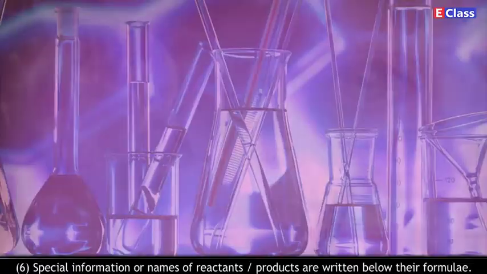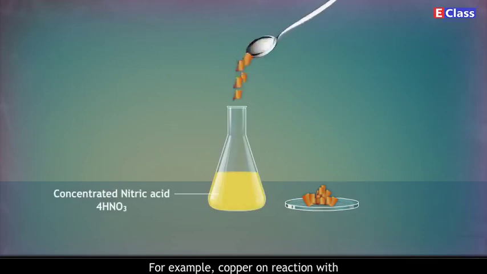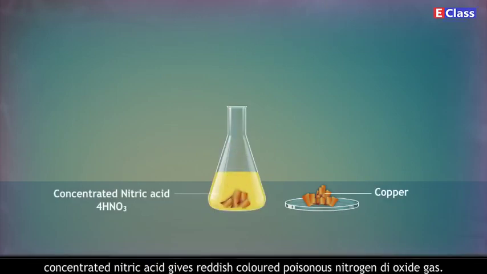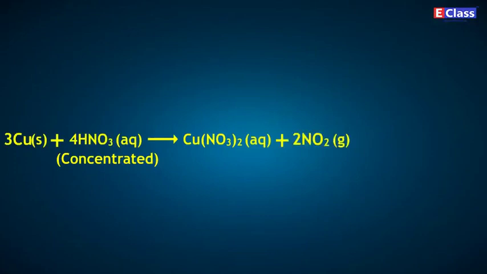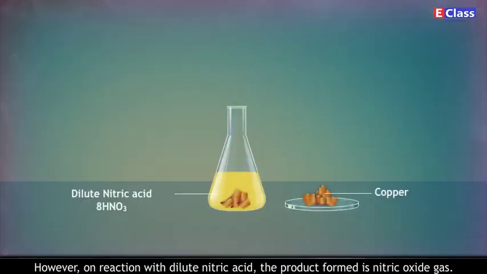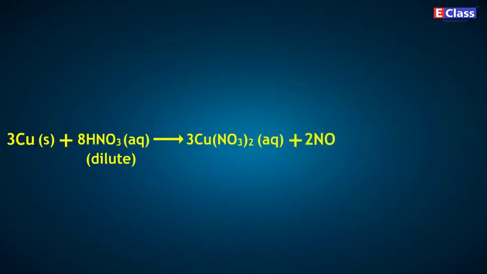Statement 6. 6. Special information or names of reactants and products are written below their formulae. For example, copper on reaction with concentrated nitric acid gives reddish colored poisonous nitrogen dioxide gas. Cu solid plus 4HNO3 aqueous gives CuNO3 aqueous plus 2NO2 gaseous plus 2H2O liquid. Statement 7. However, on reaction with dilute nitric acid, the product formed is nitric oxide gas. 3Cu solid plus 8HNO3 aqueous dilute gives 3CuNO3 aqueous plus 2NO gaseous plus 4H2O liquid. Statement 8.